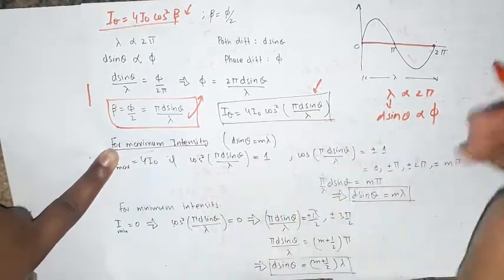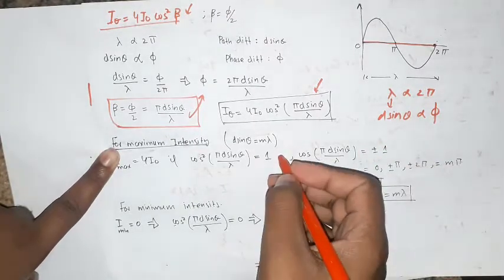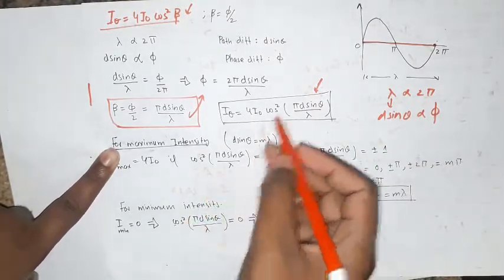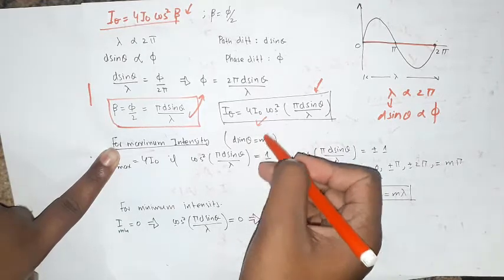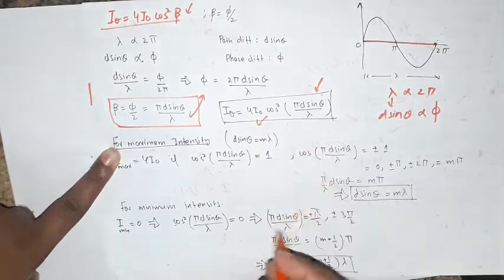So now, because we have already found the condition for maximum and minimum points, we check whether this expression gives us the conditions for maximum and minimum points.